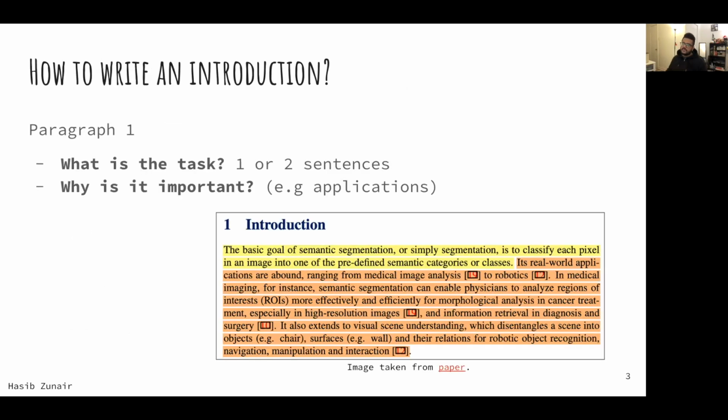So if we zoom in a little, the first paragraph would look something like this. What is the task and why is it important? So in this example, you can see that it's written the basic goal of semantic segmentation or simply segmentation is to classify each pixel in an image onto one of the predefined semantic categories or classes. So by reading this line, we know that, okay, the authors are trying to solve a semantic segmentation problem.